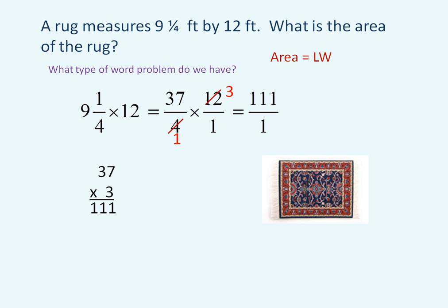1 times 1 is 1. So we have 111 over 1. Anything divided by 1 is itself, so this does need to be simplified completely. You do not need to write the number 1 in the denominator. So the area of the rug is 111 feet squared.